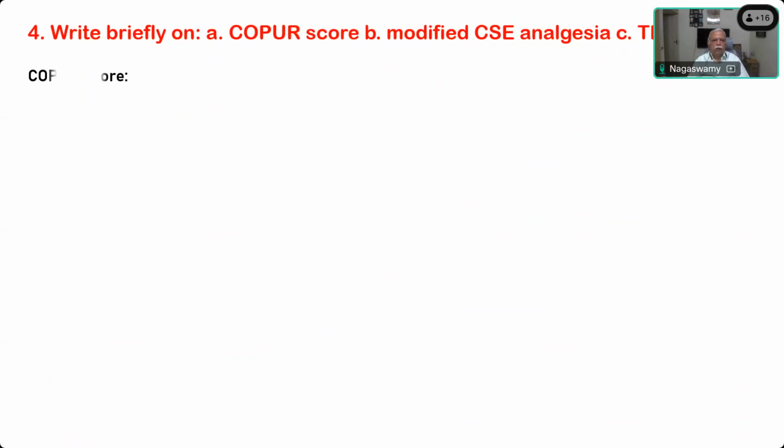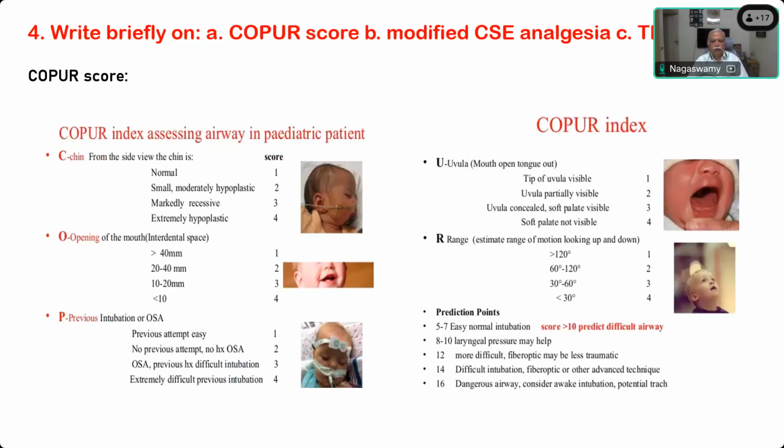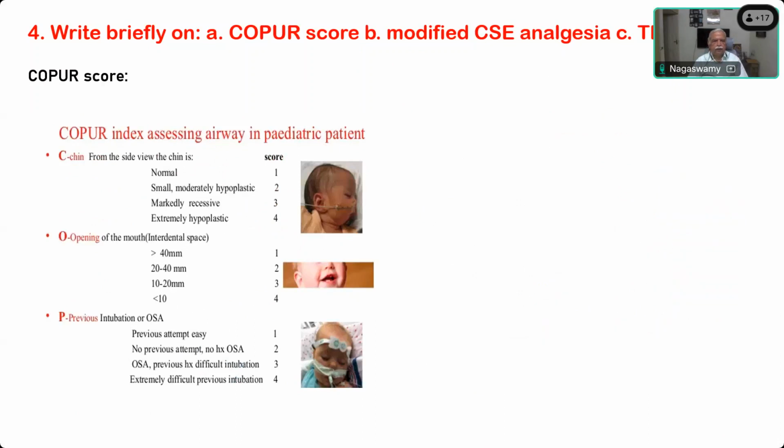So COPUR, it is the COPUR index, where scores are given. C stands for chin, O stands for opening of the mouth, P stands for previous intubation, U stands for uvula, and R stands for range of motion. So these are the things that we have to take into consideration. The chin is given 4 points: 1, 2, 3, 4. Normal is 1. Small hypoplastic mandible is 2. Very markedly recessive mandible is 3. And extremely hypoplastic is considered 4.